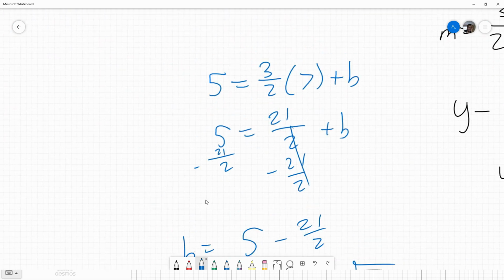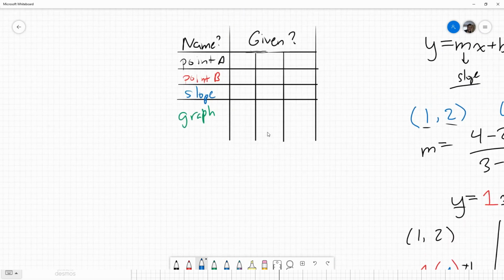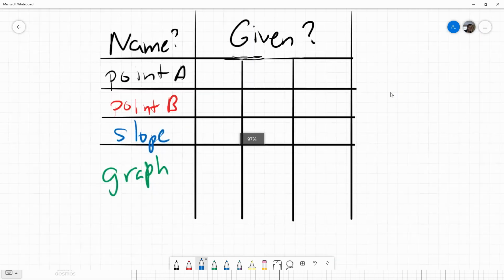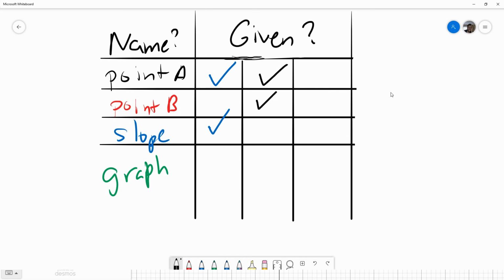So for point slope form, should you choose to use it, you'll need at least your slope and a point. And if you don't have your slope, you only need 2 points. And that's it.